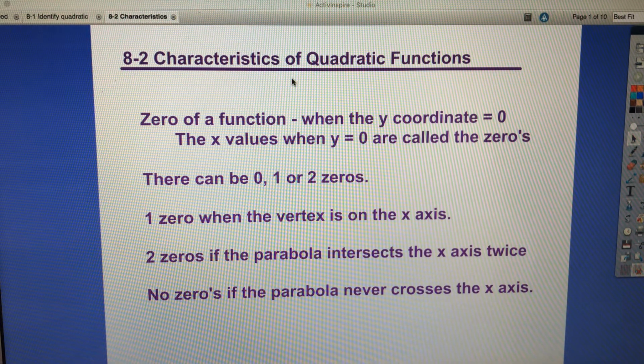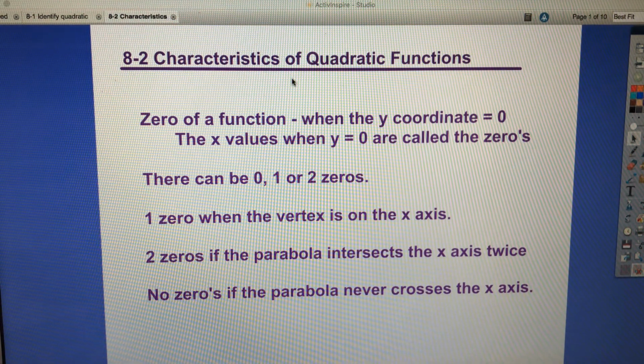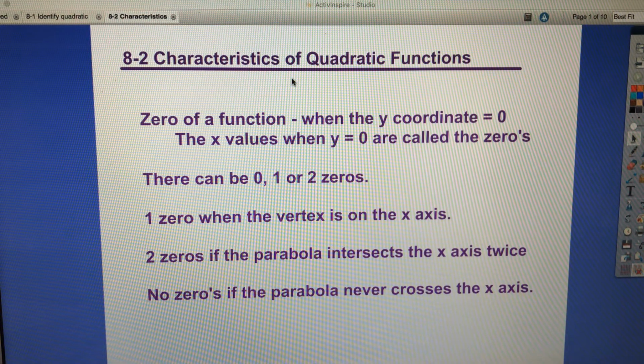The x values when y equals 0 are called the zeros. So think about your coordinates. If y is 0, x is something else. X could be 0, x could be 2, x could be anything. But you have an x value and a y value. I'm just telling you that when y is 0, that's called the zero of a function.